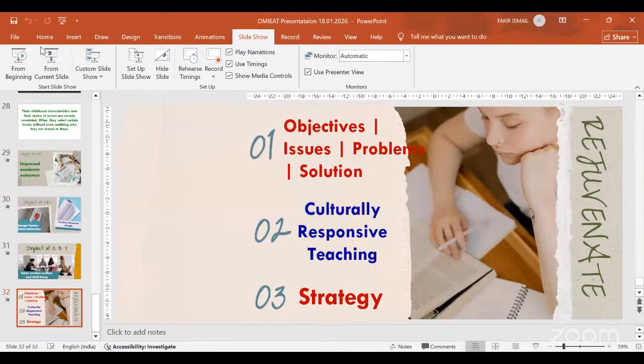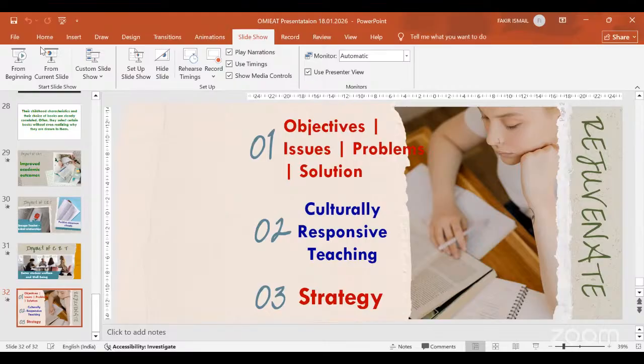So now it is the wind-up. It is the time to wind up my lecture. Before I wind up, let us recall slides 1 to 3. The initial slides talk about the objective of students' welfare. What issues are we facing? What are the problems? How do we measure it?